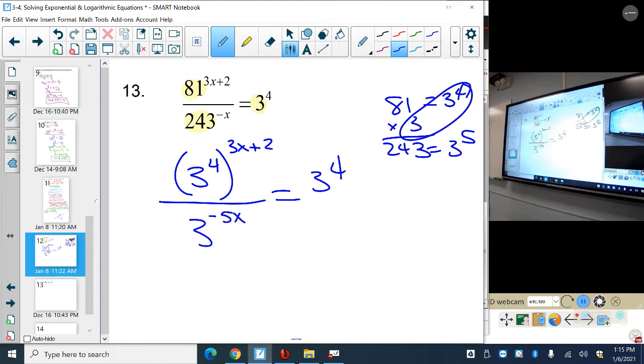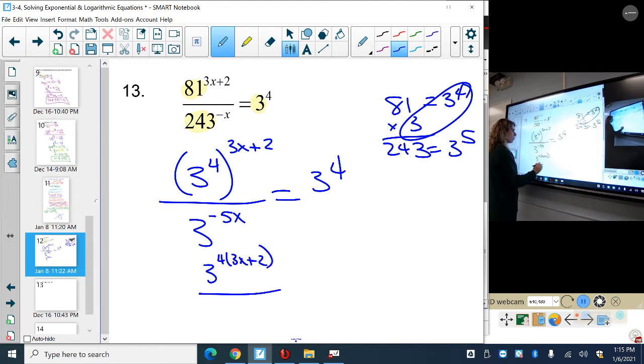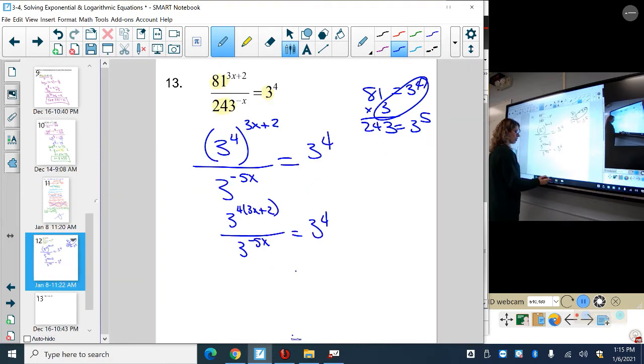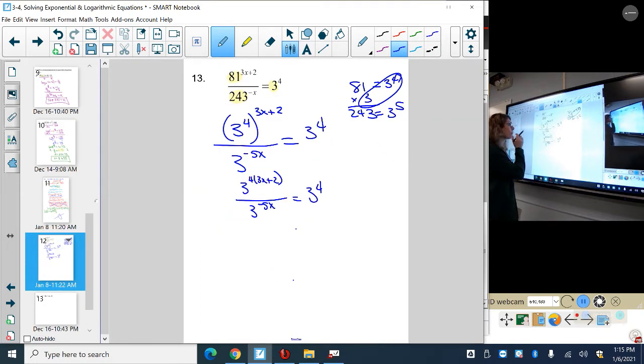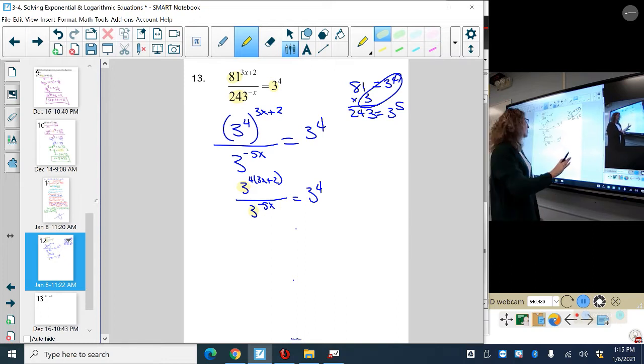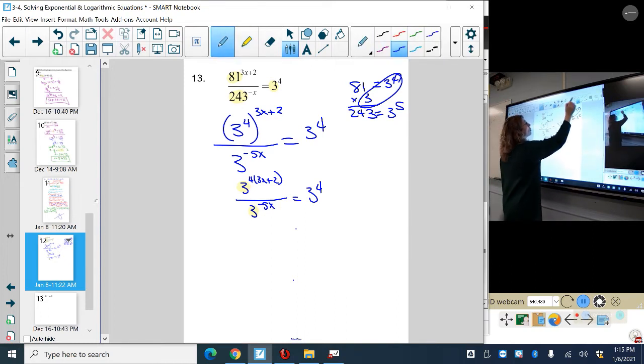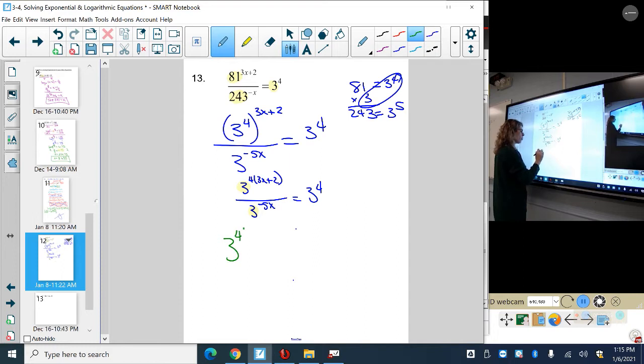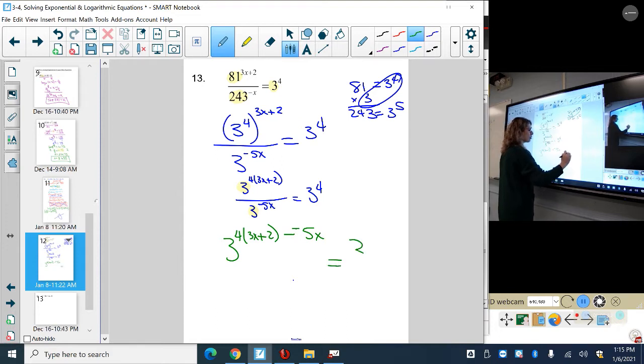All right, well, let's keep going with our rules of exponents. I'm going to multiply those, so that's 3 to the 4 times 3 to the 3x plus 2, over 3 to the -5x, is equal to 3 to the 4th. If I keep doing my rules of exponents, I have the same base underneath, and they're being attached by division, so I'm going to subtract those exponents. That's 3 to the 4 plus 3x plus 2 minus a -5x, is equal to 3 to the 4th.